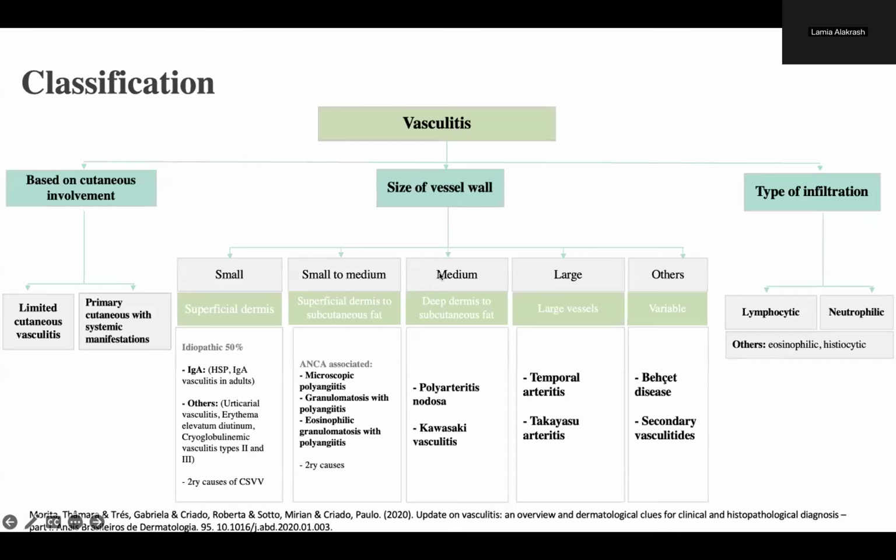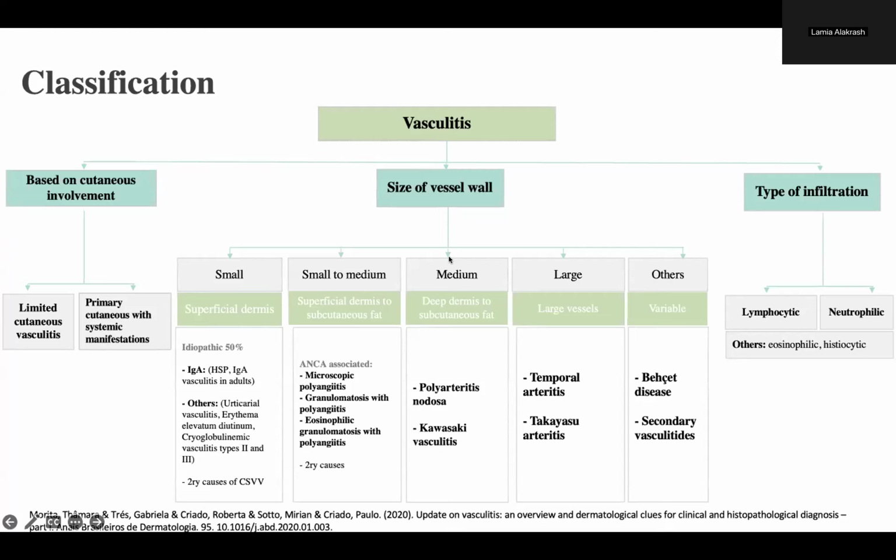Then we have medium vessel vasculitis when it involves deep dermis to subcutaneous fat. We have polyarteritis nodosa and Kawasaki vasculitis. Large vessel vasculitis includes temporal arteritis and Takayasu arteritis. Neither one typically presents with skin findings, to be honest. So mainly small to medium, or medium vessel types are the ones that usually present with skin manifestations. And we have other conditions with variable size of vessel involvement, like Behçet disease or secondary causes of vasculitis.